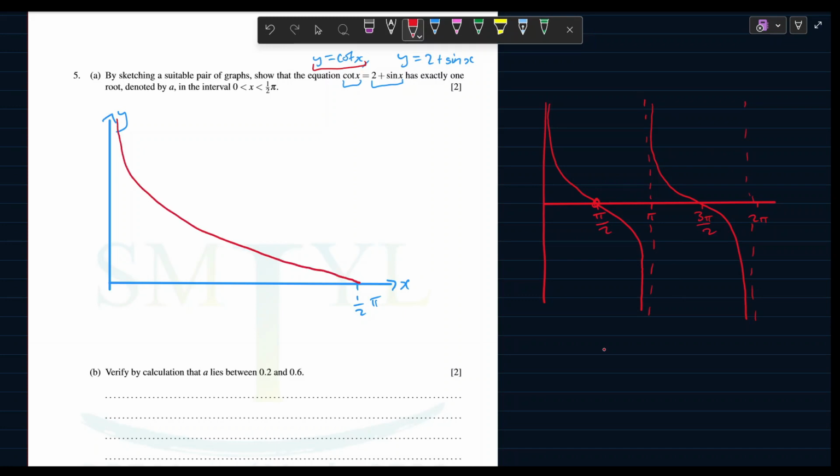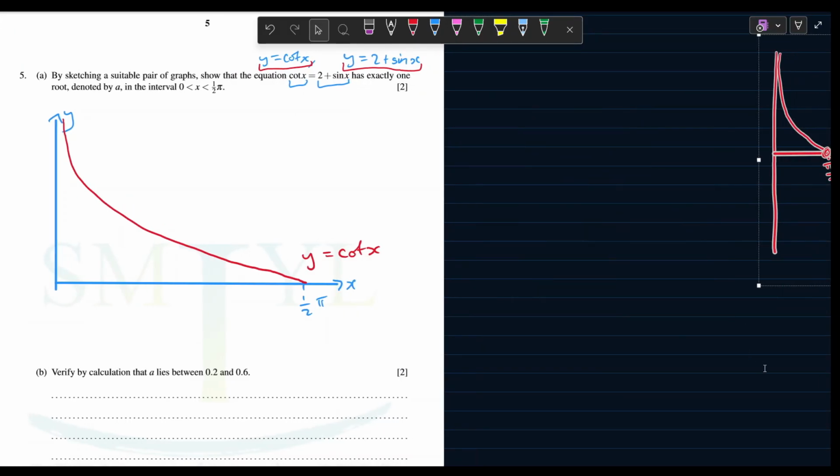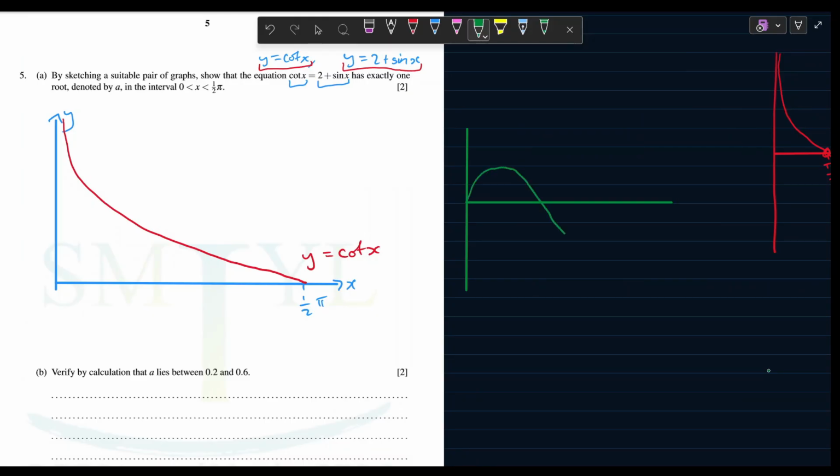Like that. This is y is equal to cot x. And then we also have to do y equals 2 plus sine x. So let me just move this to the side so that we can see how we get y equals 2 plus sine x. We know that the graph of y is equal to sine x looks like this, right? This is y equals sine x.